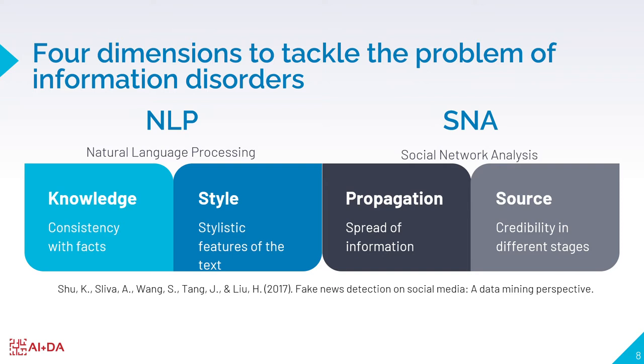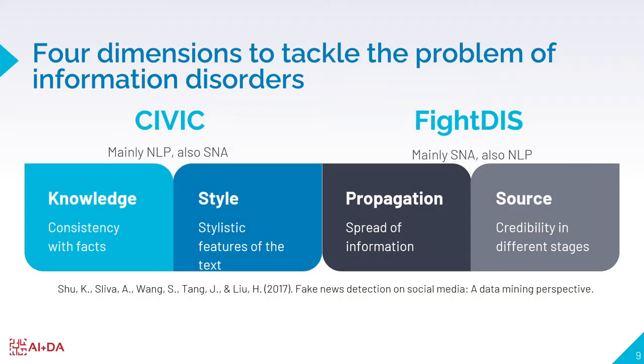The first one is based on natural language processing to analyze the content of the information. And on the right, you can use computer techniques from social network analysis, from graph-based computing, to analyze the structure of the graphs of the social networks, and to try to understand how this information is propagated.